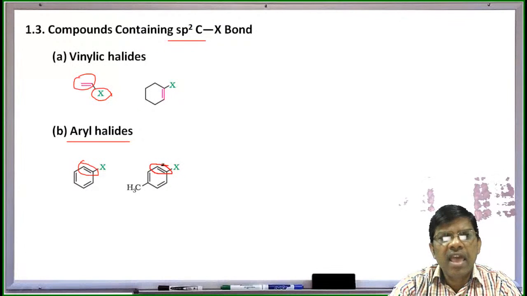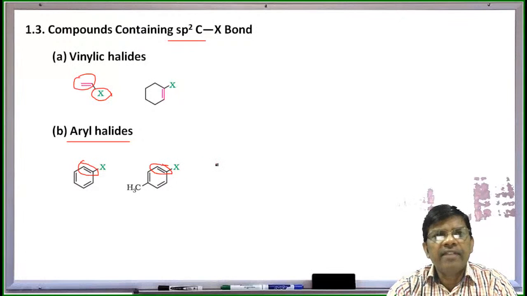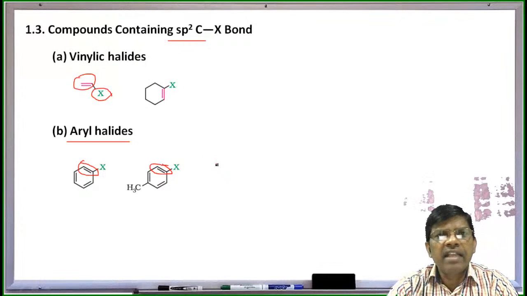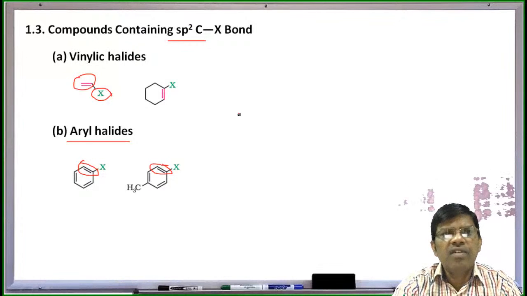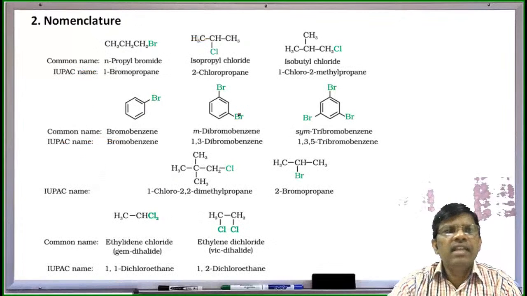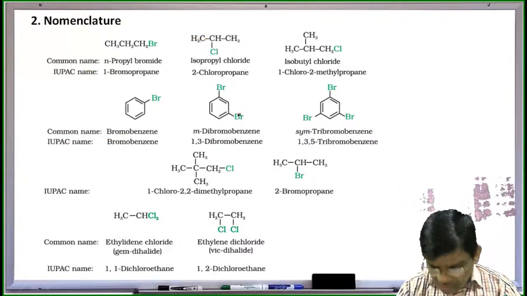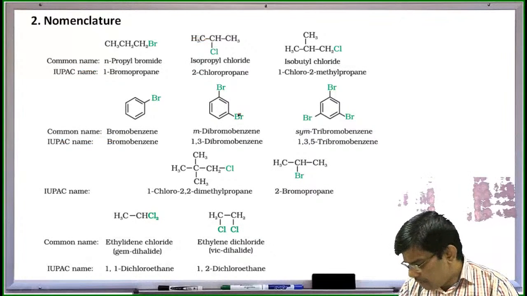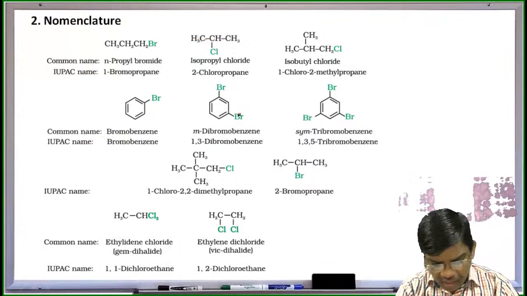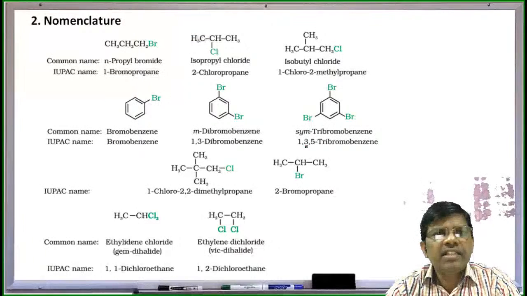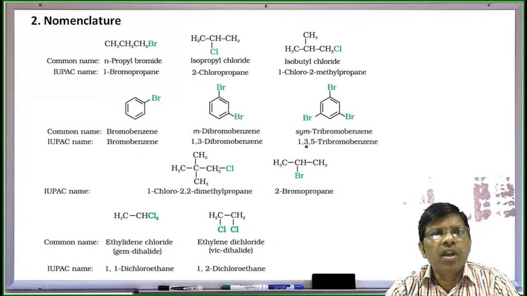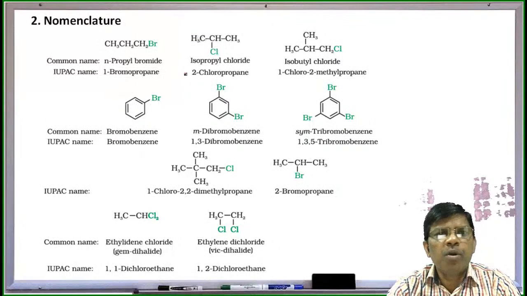So these are aryl halides and vinyl halides, which are nothing but sp2 carbon-containing halogens. This is how their nomenclature follows. For nomenclature, we usually follow common names as well as IUPAC names. In a synthetic lab, most of the time we follow common names. For example, N-propyl bromide, isopropyl bromide, isobutyl chloride.